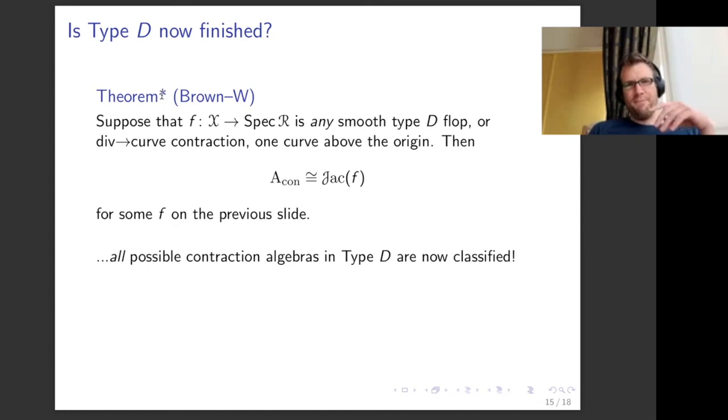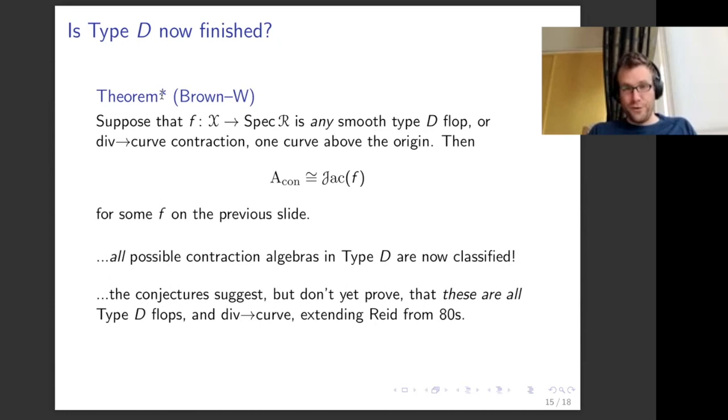In particular, the contraction algebras don't have moduli. There are no continuous parameters. And so if you believe the conjecture I have with Will, that this is the classification, it is telling you, as a prediction, that in type D single curve flops, there are no moduli. In type A, that's fine, but Miles's pagoda classification. And so the conjectures also suggest, but don't yet prove, that these are all type D flops. If that was true, that would extend Miles from the 80s, but we're still not quite there yet.